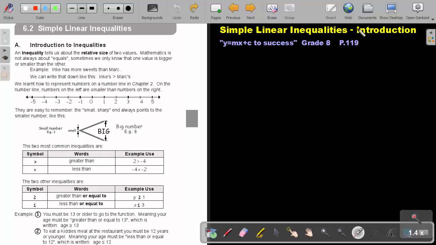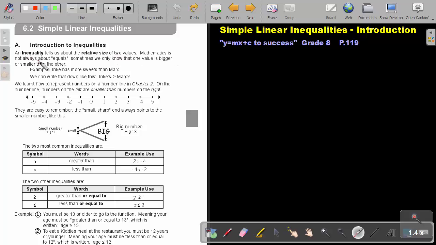Part 7, an introduction to simple linear inequalities. You will find this on page 119 in the Namibian Mathematics Grade 8 textbook, y equals mx plus c to success. Introduction to inequalities. An inequality tells us about the relative size of two values.